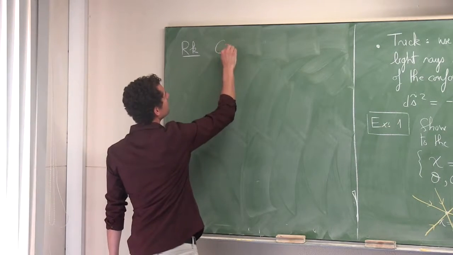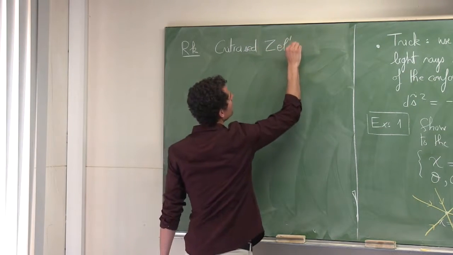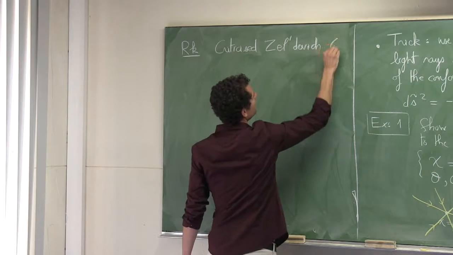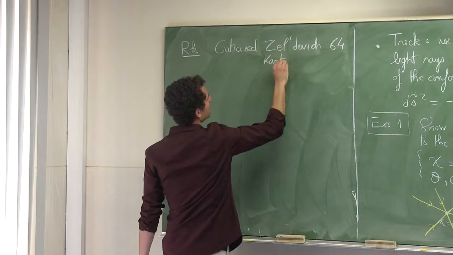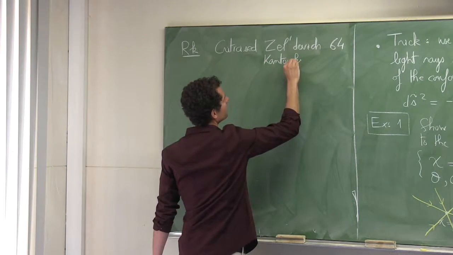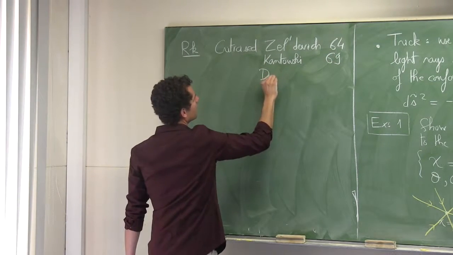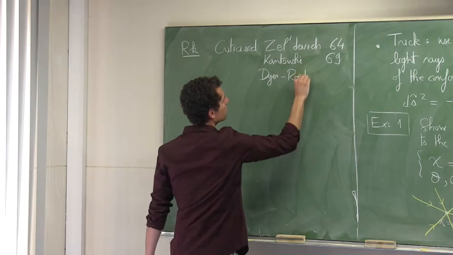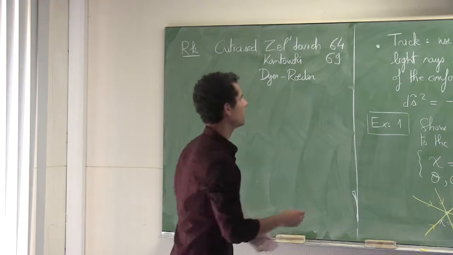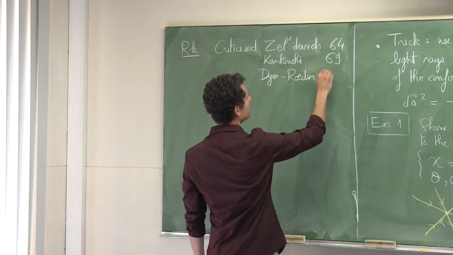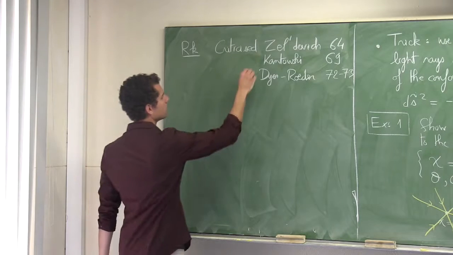It was criticized by Zeldovich, 64. Kantowski, 69. Dyer and Roeder, who proposed a partially filled beam approximation to challenge this one, and this was 72, 73. And you can also have a look at that.